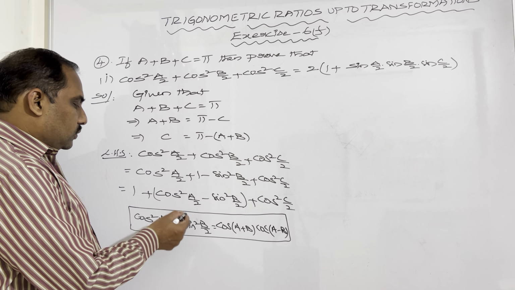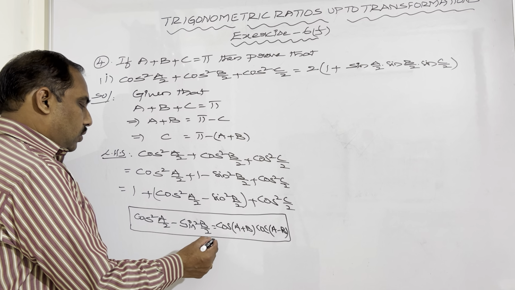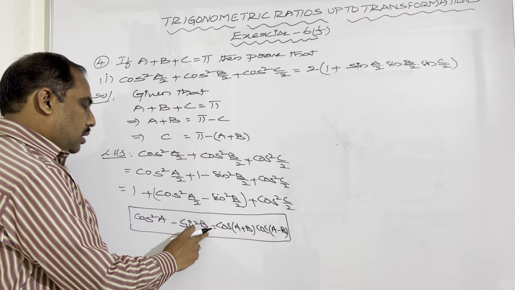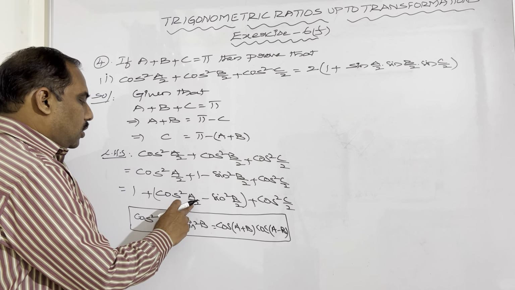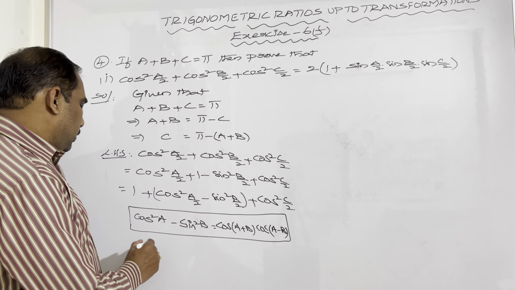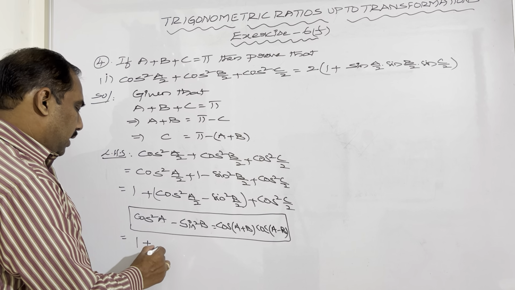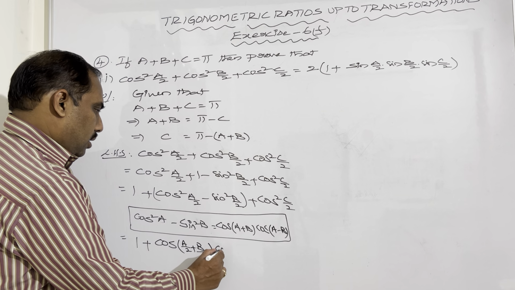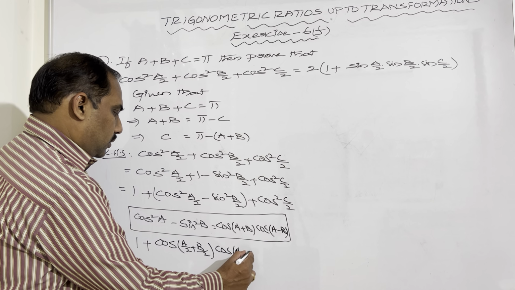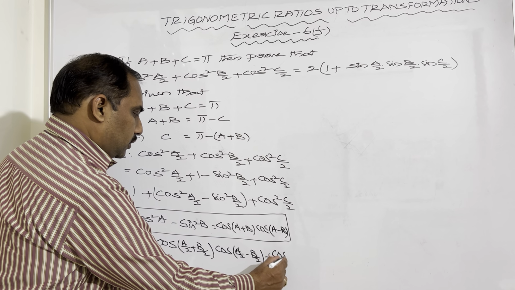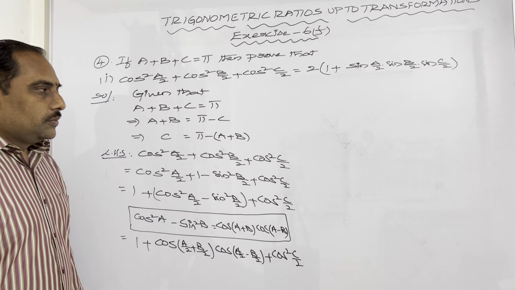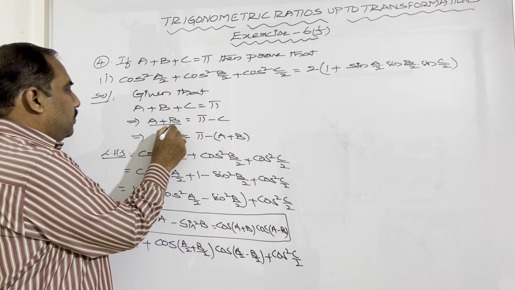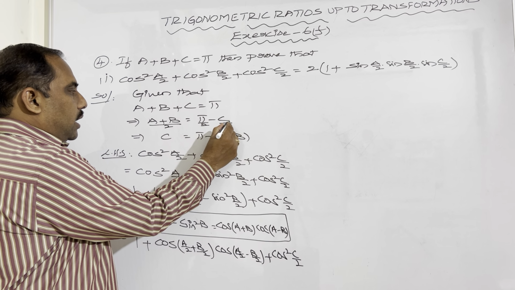But here cos square a by 2 minus sin square b by 2, so cos square a minus sin square b means we have the formula cos a plus b into cos a minus b, and cos square a by 2 minus sin square b by 2 means we have to write 1 plus cos of a by 2 plus b by 2, and here cos of a by 2 minus b by 2, and plus cos square c by 2. Observe here we have a plus b is equal to pi minus c, and a plus b by 2 is equal to pi by 2 minus c by 2.